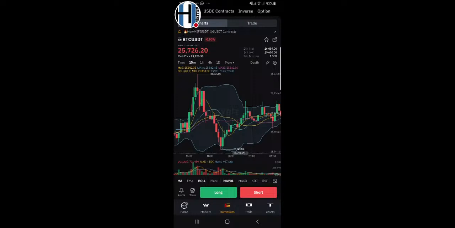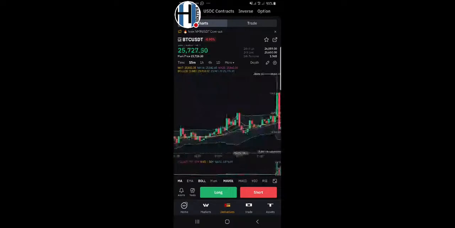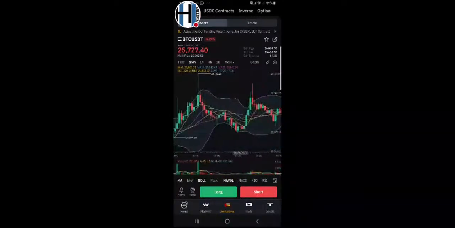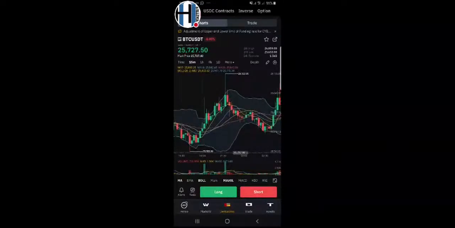So let's check for oversold. Oversold is when you have it coming down of this nature now. This one you have here now depicts a small oversold around there.